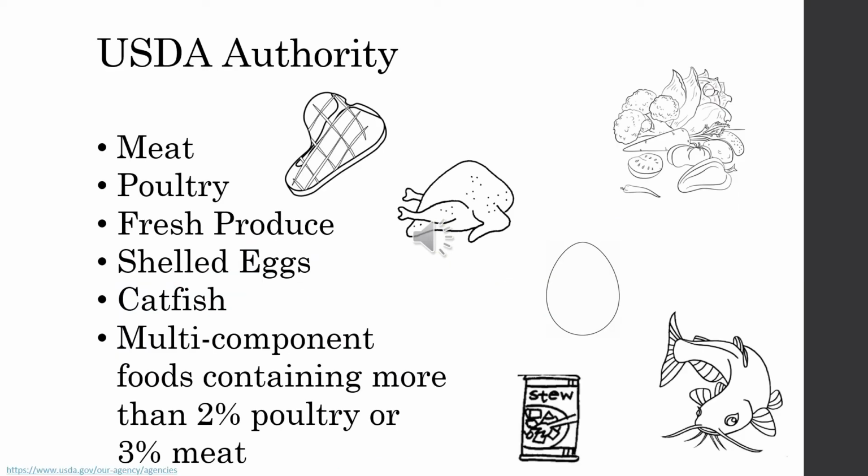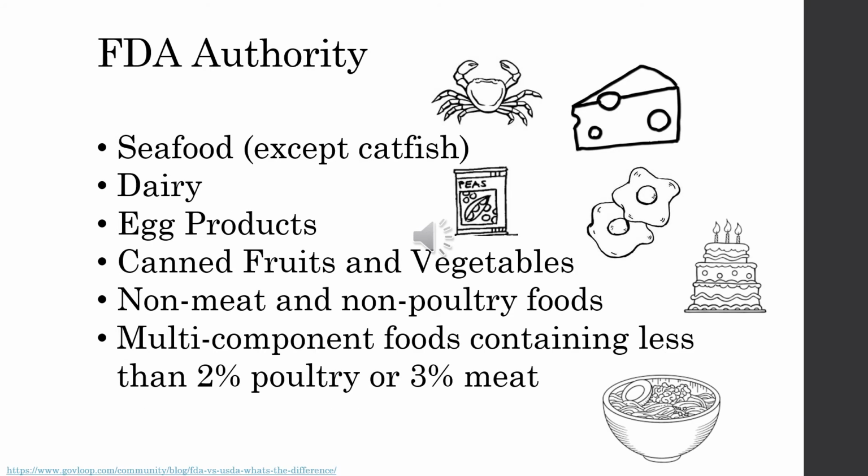We'll now review the food categories that are under USDA's inspection authority. These include meat, poultry, fresh produce, eggs in their shell, catfish, and multi-component foods containing more than 2% poultry or 3% meat. By contrast, here are the food groups that are under FDA's inspection authority. Seafood, except for catfish, dairy, egg products outside of the shell, canned fruits and vegetables, non-meat and non-poultry foods, and multi-component foods containing less than 2% poultry or less than 3% meat.